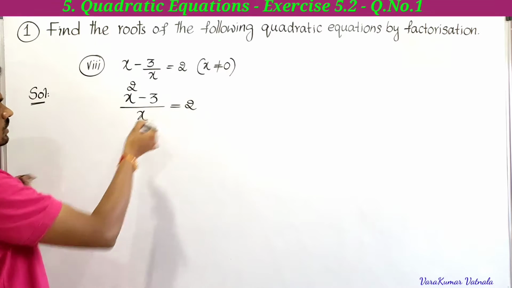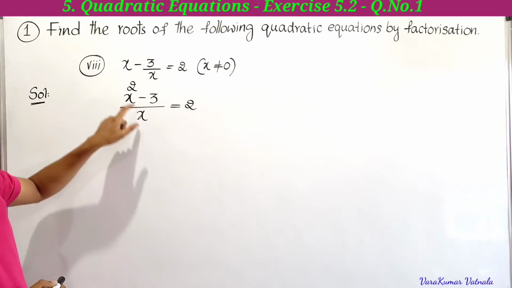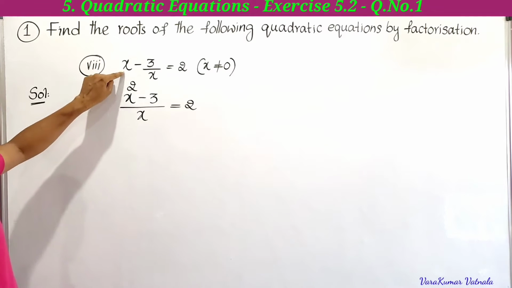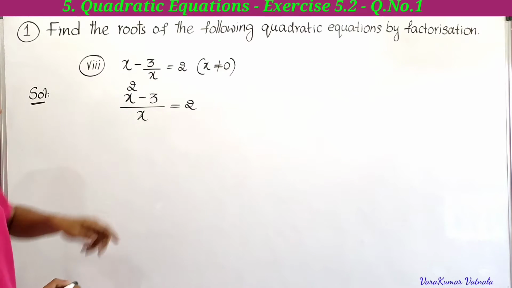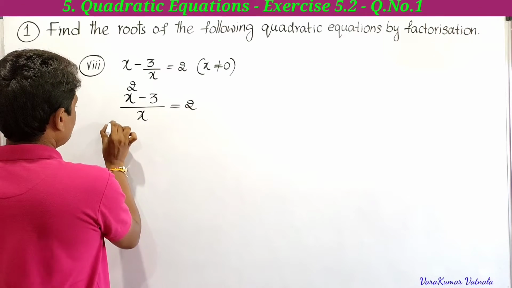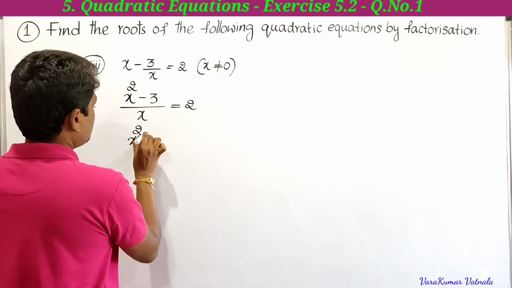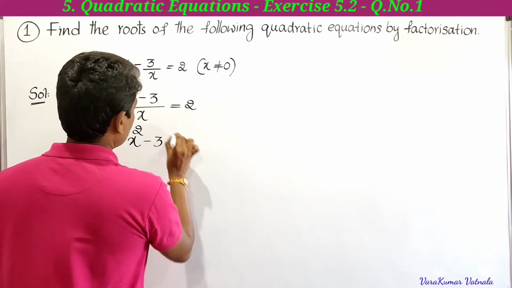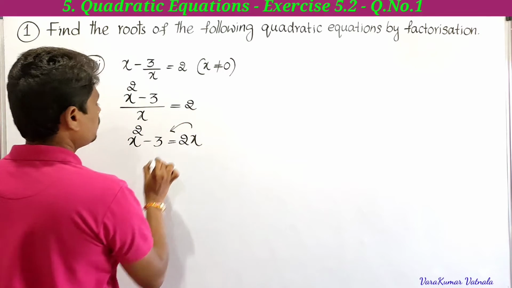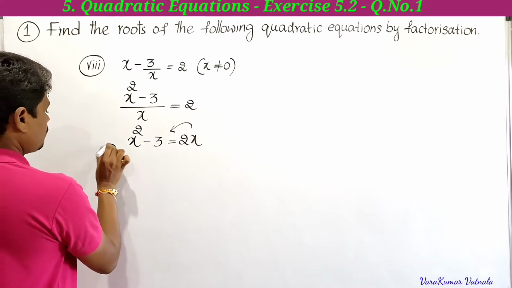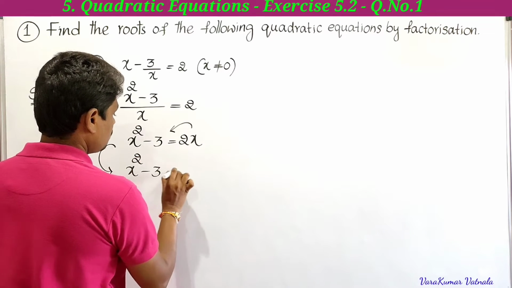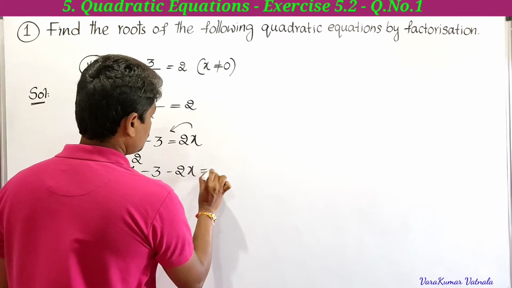So now just find LCM. X is the LCM here. X by 1 is there here. So x into x, x square, x x gets cancelled, minus 3. So from this take x to the right side, here we get x square minus 3 is equal to x into 2, it becomes 2x. So now take 2x to the left side. So what we get, see here, x square minus 3 minus 2x is equal to 0.